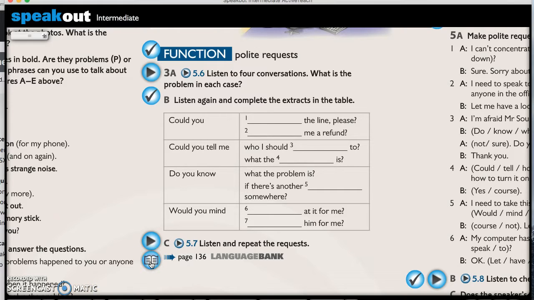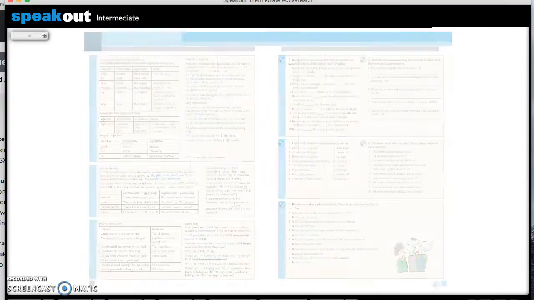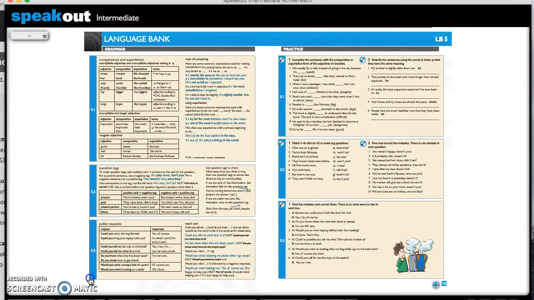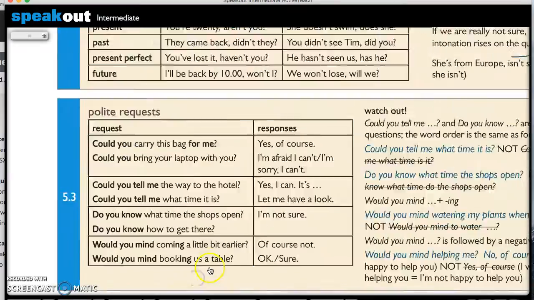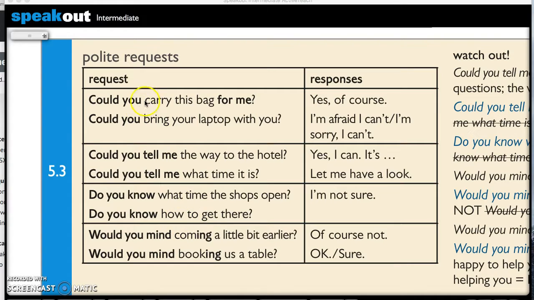Then we'll move to page 136 where the language bank is, and in part 5.3 you've got the chart for the polite requests. Here you've got a chart with the requests. Could you tell me, do you know, would you mind, followed by a verb in ing form, or would you mind booking a table? And then the typical responses, if they are positive, yes, of course. Or if they are negative, I'm afraid I can't, I'm sorry I can't, I'm not sure, etc.